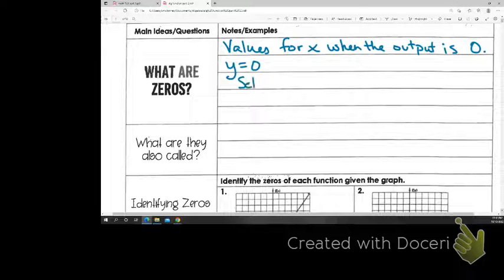We're going to set the function, this is actually on the next page. We're going to set the function equal to 0 and then we're going to solve.